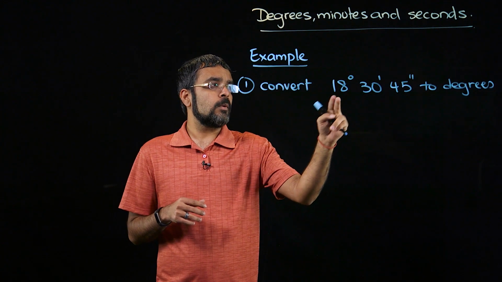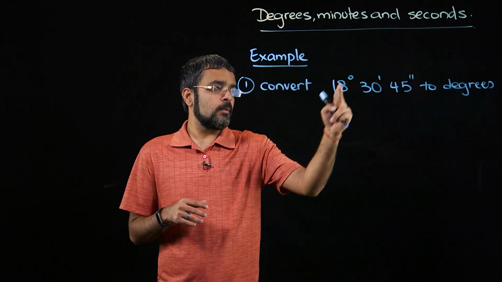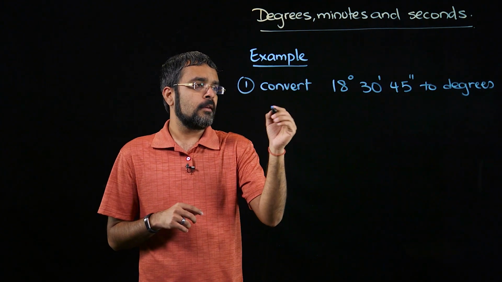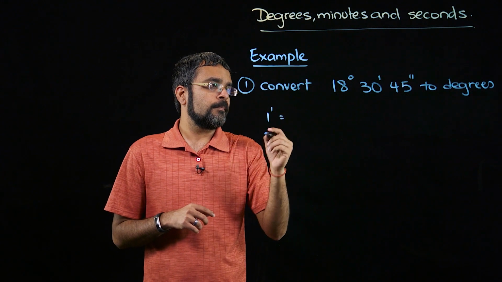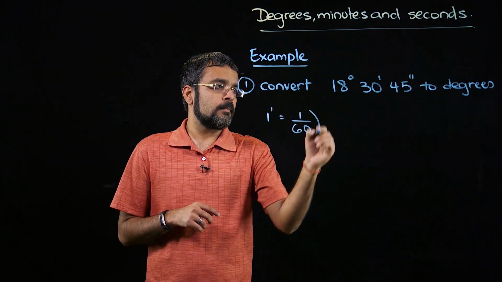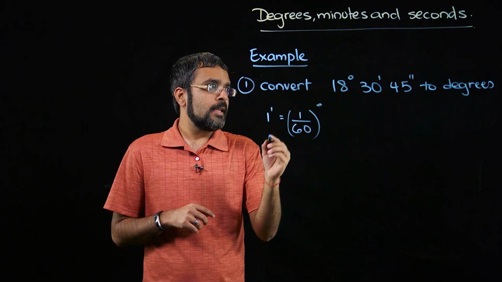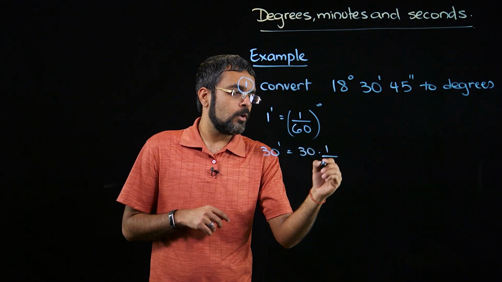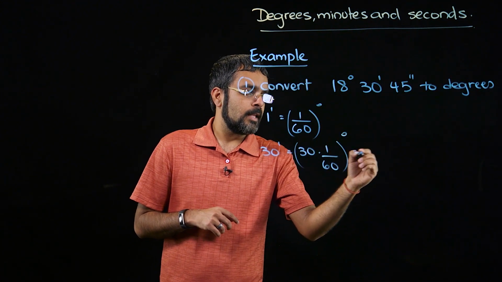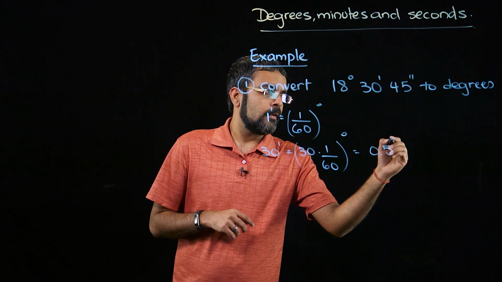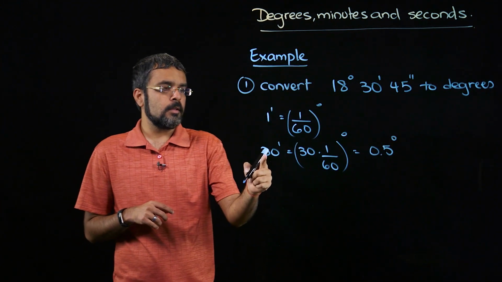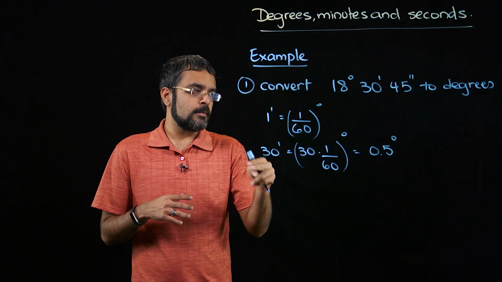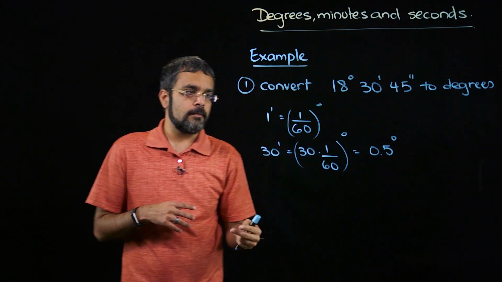Okay, so let's look at an example for converting minutes and seconds into degrees. Convert 18 degrees, 30 minutes, and 45 seconds into degrees. We're going to look at minutes first. We know that 1 minute equals 1 over 60 degrees, so 30 minutes is going to be 30 times 1 over 60 degrees, and that's going to give me 0.5 degrees. Like I said before, try to think of degrees as hours here. So 30 minutes is 0.5 hours, so 30 minutes is going to be 0.5 degrees.